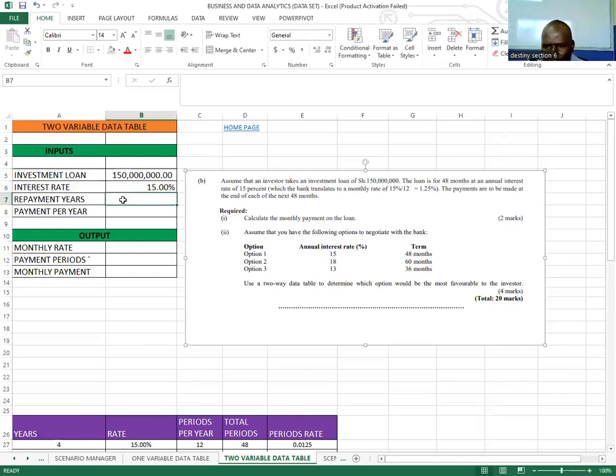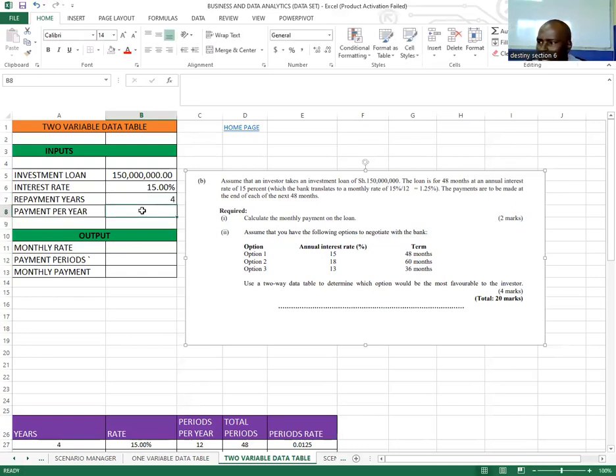The repayment years is equal to what? It is 48 months, and you divide it by 12. Because for the input it should be in years. So the person will be paying for 4 years, isn't it? It is definitely 4 years, because they told us the loan is for 48 months. So if we need to convert these 48 months to years, we say 48 divided by 12, which gives us 4 years.